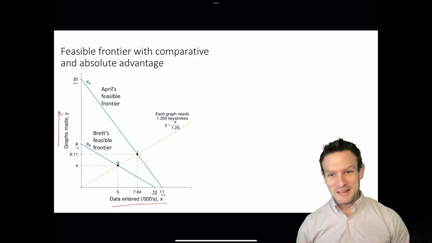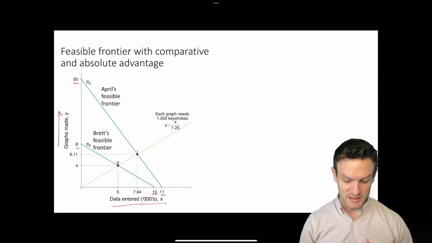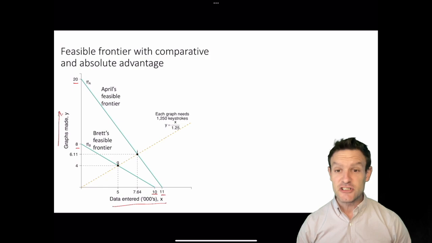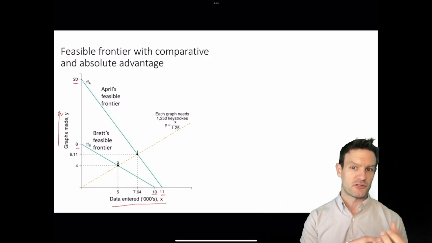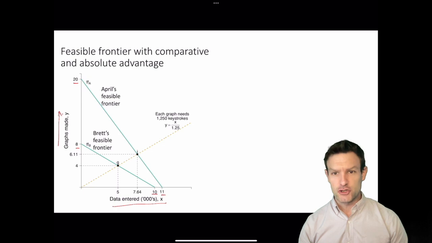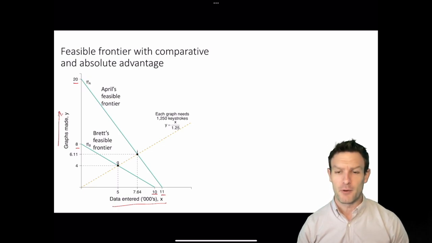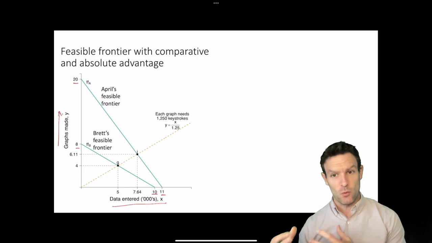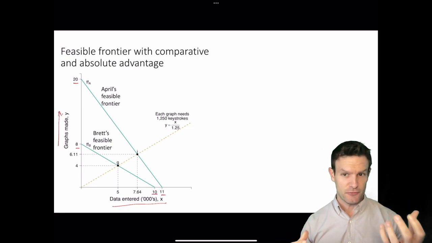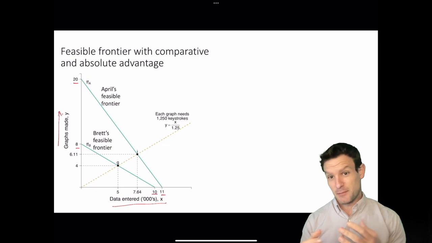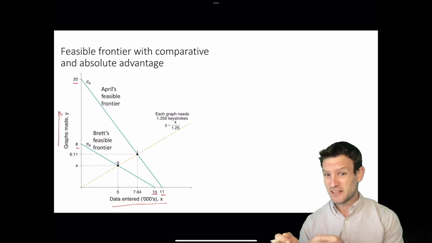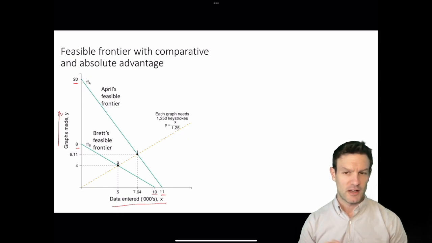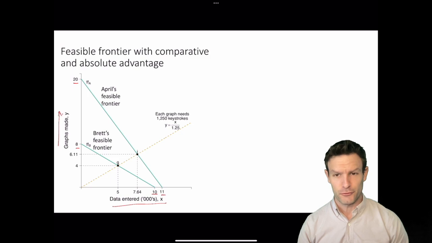Now, there's another condition here that you can see from this line from the origin, and that's that each graph needs 1,250 keystrokes to be produced. You need data in order to make graphs. That's going to come in later when we need to talk about exchange between April and Brett, and if one of them engaged in one task and the other one engaged in a different task. And the other thing is that even if you're doing this by yourself, you have to think, I need to enter data in order to make graphs. Okay, so that's what that little orange line is there for.